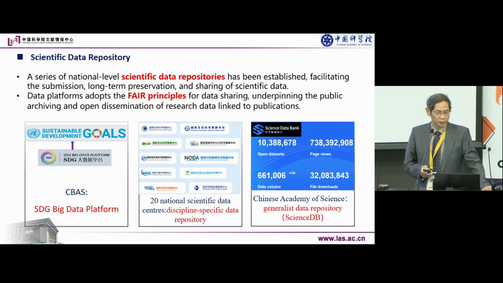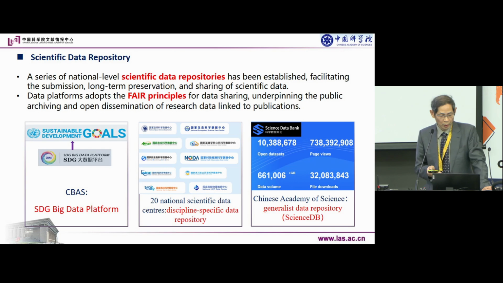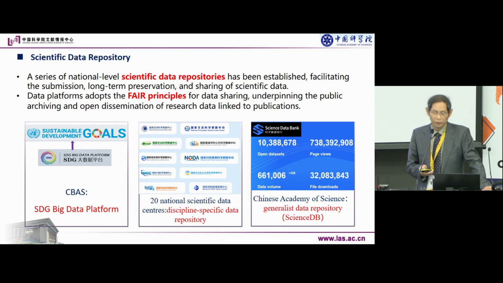Like the scientific data repositories, we have three kinds. First, the national level scientific data repositories, like the SDG big data platforms. The second is supported by over 20 national scientific data centers in different fields. And in this case, we have the Science Data Bank for the data repositories too.